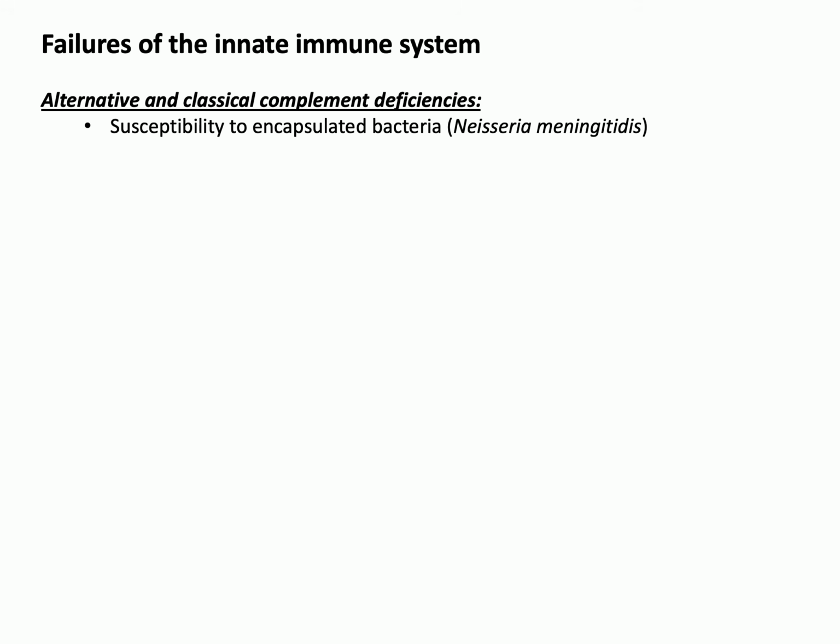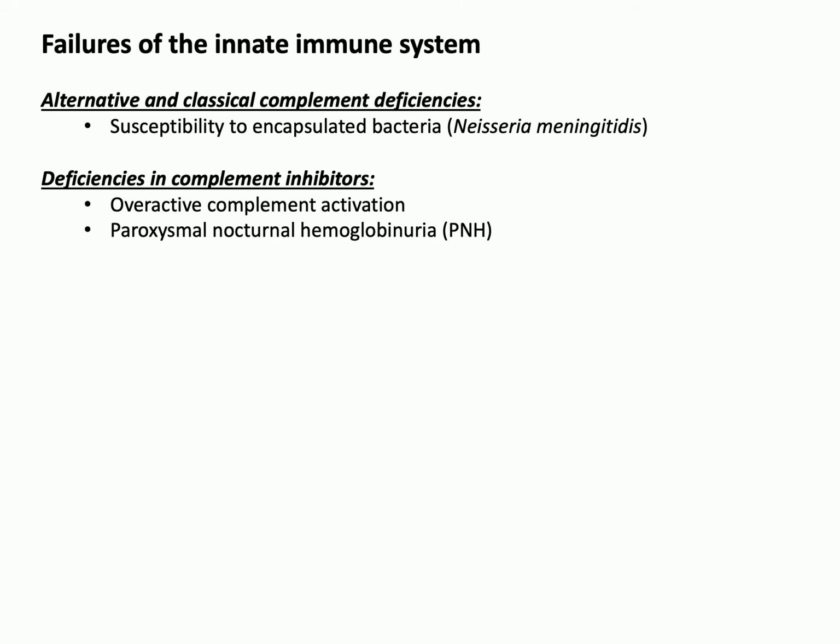If you'll recall, we mentioned that encapsulated bacteria can really only be phagocytosed when they are coated with opsonins such as C3b. When there are deficiencies in complement inhibitors, this can lead to overactive complement activation, and this can include diseases such as paroxysmal nocturnal hemoglobinuria, which is the sporadic lysis of red blood cells due to overactivation of complement.